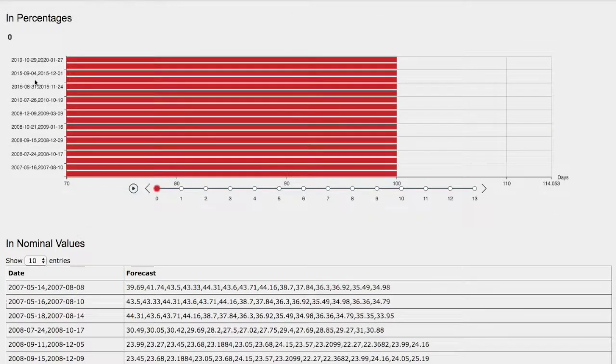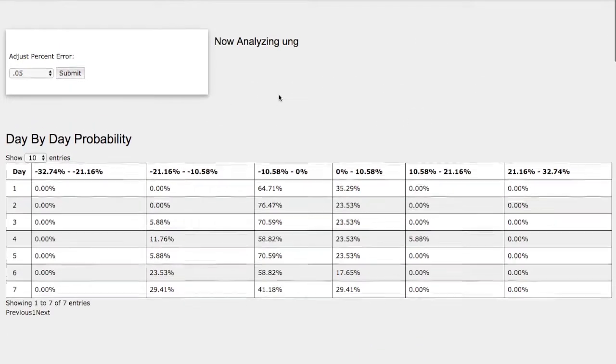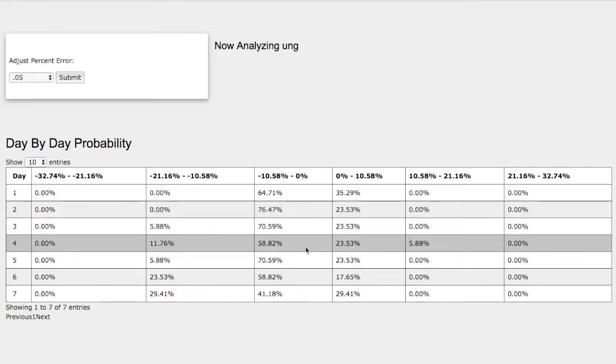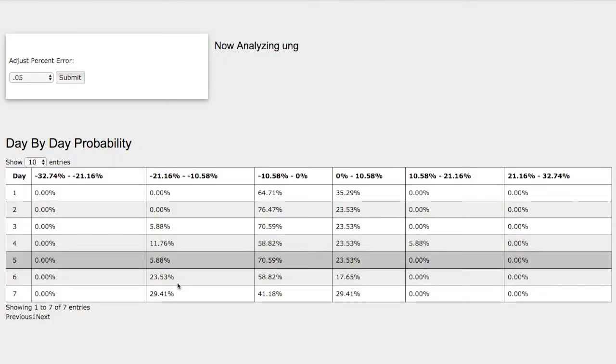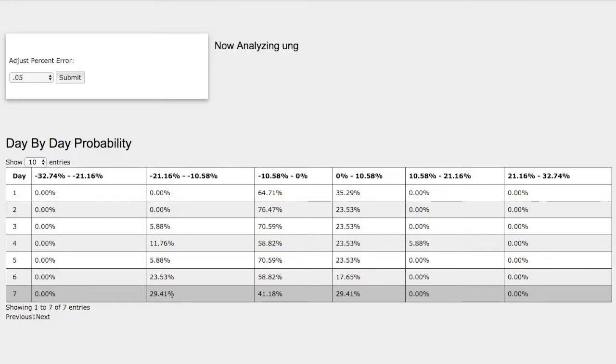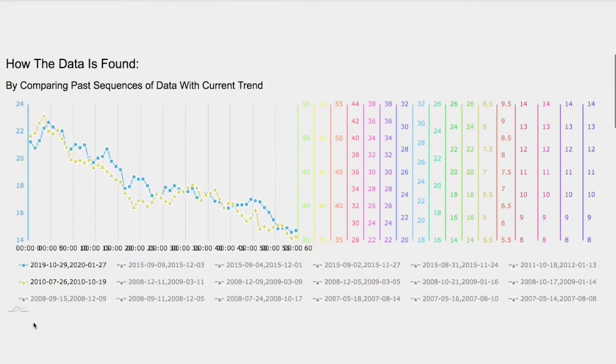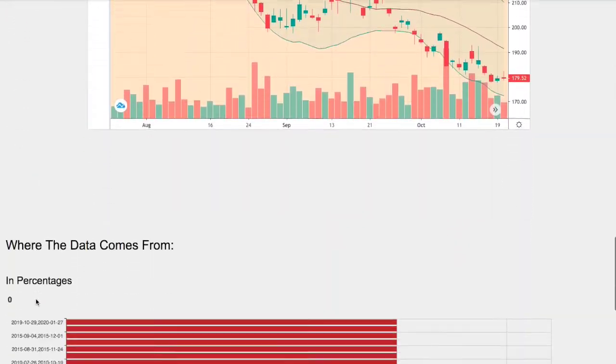So back to the day-by-day probability model, what we have here as the day progresses, we have a slight favor to the downside. From 0 to negative 10%, we have a 41% chance of it happening. On the extreme case, from negative 10% to negative 21%, we have a 29% chance. On the other hand, to the upside, we have a 0 to 10% chance higher with a 29% chance. So back to the forecast model for natural gas.